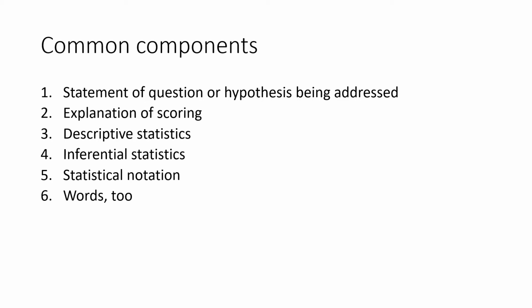Including a sentence with the question or the hypothesis helps the reader remember what they're looking at, as does an explanation of how the scale scores were computed. Then the descriptive statistics provide an additional context by giving information about the sample that helps the reader understand what we're reporting for the correlation analysis, which is the inferential analysis. The statistics are presented using what's called statistical notation, which is a fancy way of saying abbreviations. It's obviously more than just numbers, though.